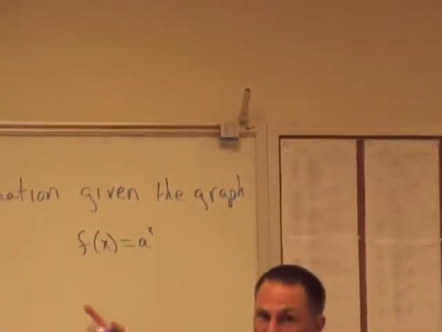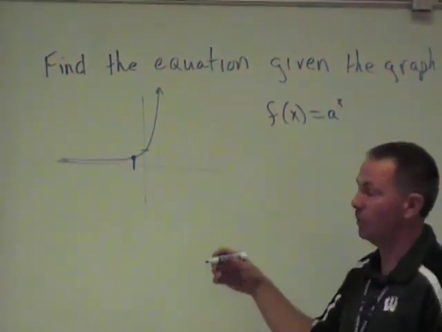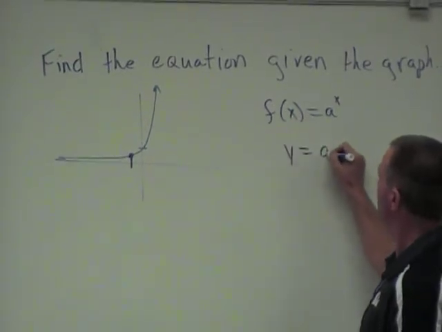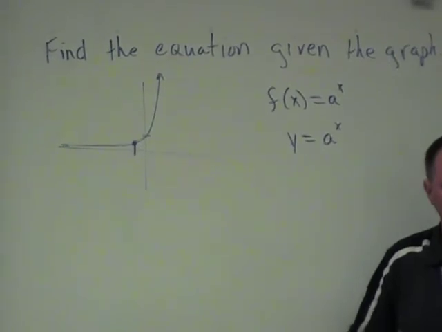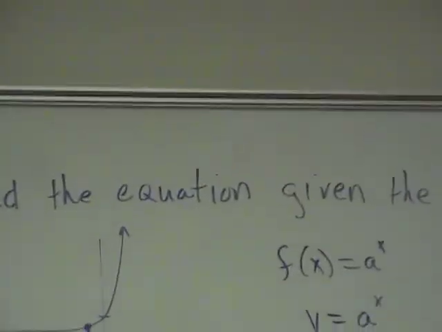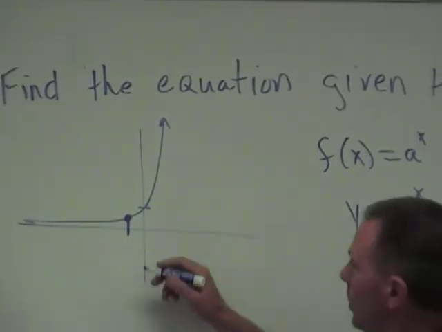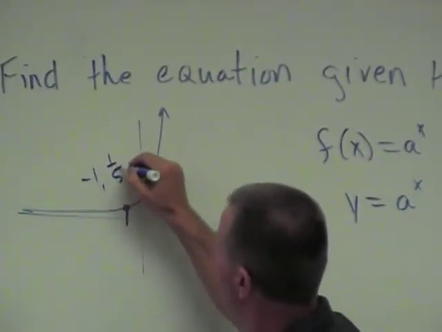How we find a is we need x and y. Really, this is y equals a to the x. Everybody understands that f of x is just y. Do we know x and y? All we need is a point on the line. This is -1 and 1/5.